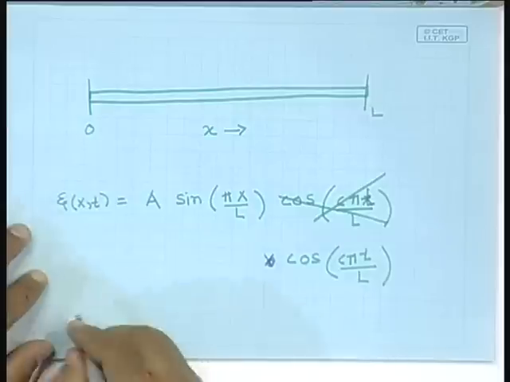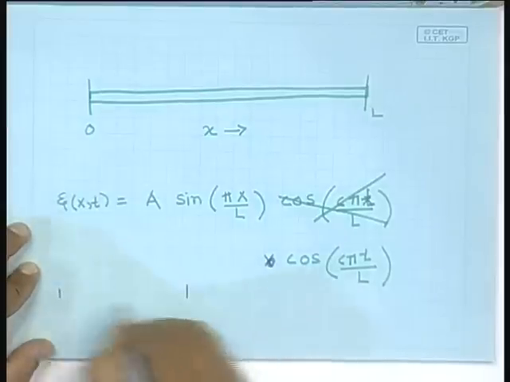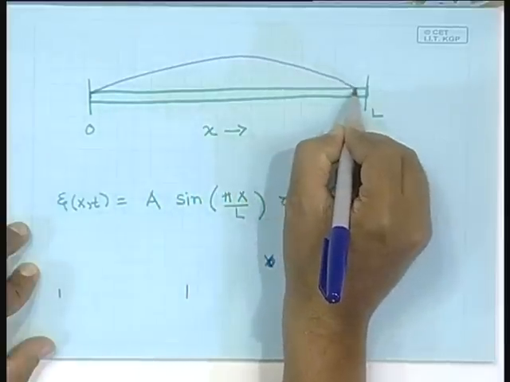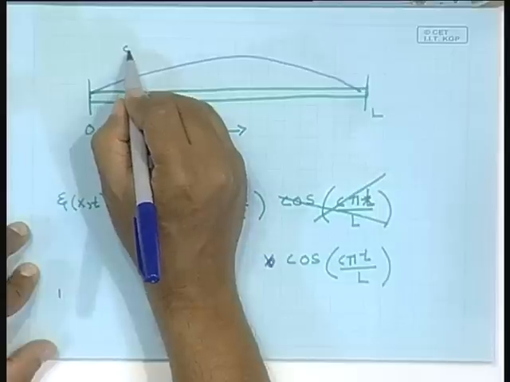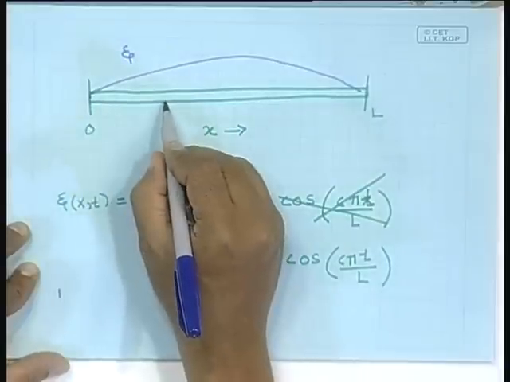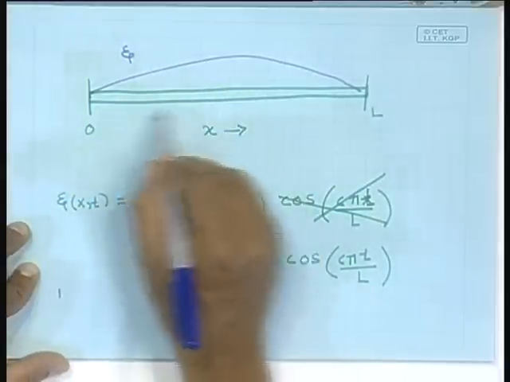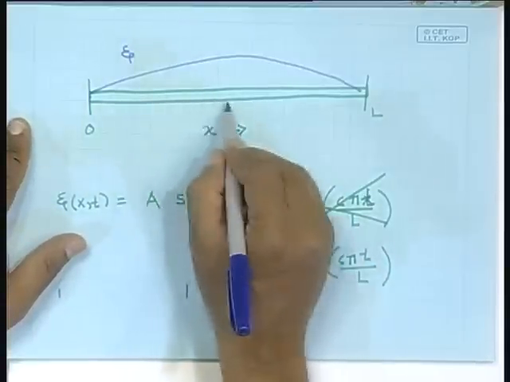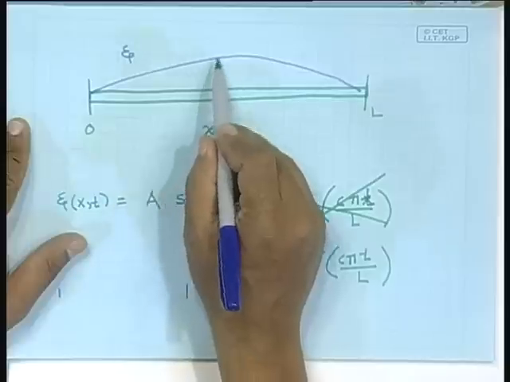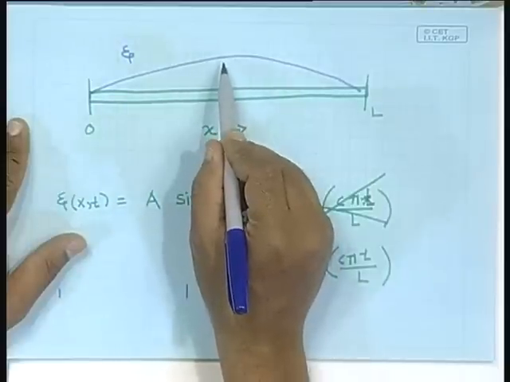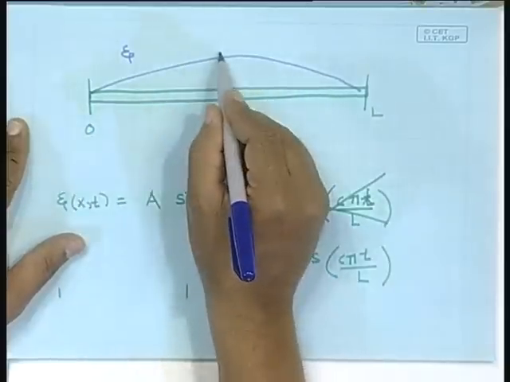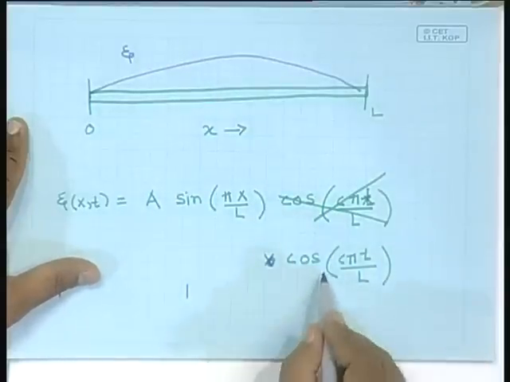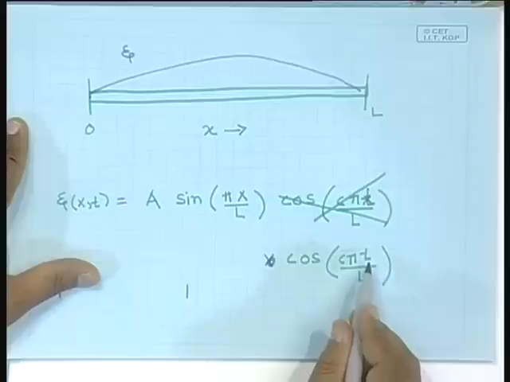The disturbance looks like this. It will have a maximum here, and this shows you xi, the displacement. Remember, the displacement is not vertical, it is a longitudinal elastic standing wave. So, the displacement is in the horizontal direction and it looks like this. It has a maxima at the center, and as time evolves this will go down because of this oscillating cosine, c pi t by L.